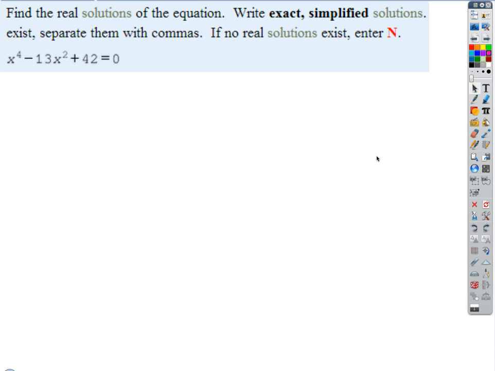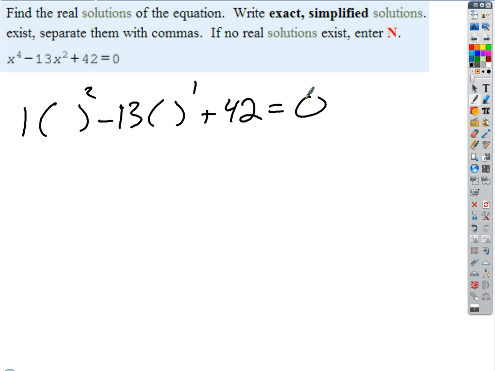Okay. So then, if I could just write this as 1, because that's a, times something squared, plus b, which is negative 13, times something to the 1, plus c, which is 42, equals 0, it would be quadratic. What's the something? X squared. You see that?